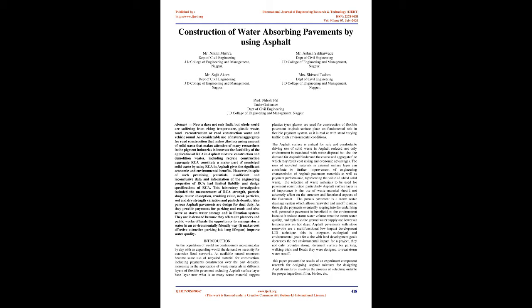Now what are these waste materials? Plastics, tires, and glasses are used for construction of flexible pavement. The asphalt surface plays a fundamental role in the flexible pavement system, as it is responsible for withstanding varying traffic loads and environmental conditions. The asphalt surface is critical for safe and comfortable driving.